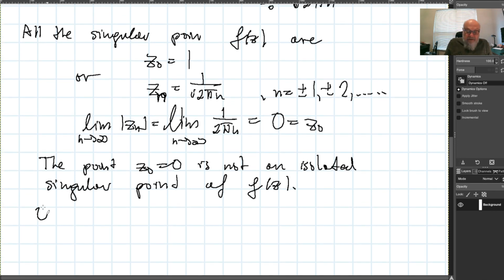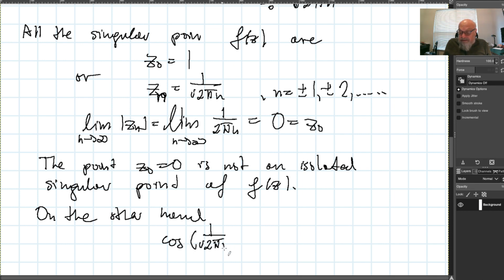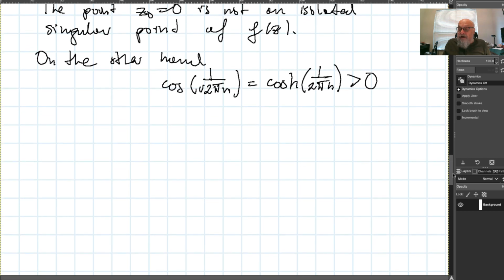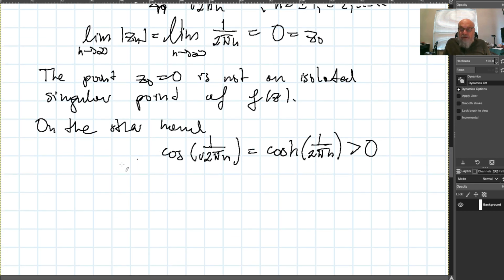Notice, on the other hand, if you take the function of cosine and apply it to 1 over i 2 pi n, you will get that this is again the hyperbolic cosine of 1 over 2 pi n, and that, as we showed, was positive, so we do not have any problem with this particular point z0, for z0 equal to 1 over i 2 pi n.